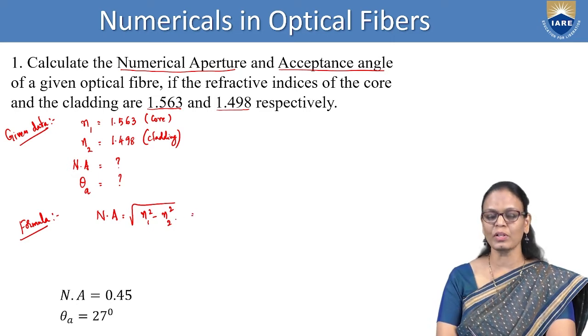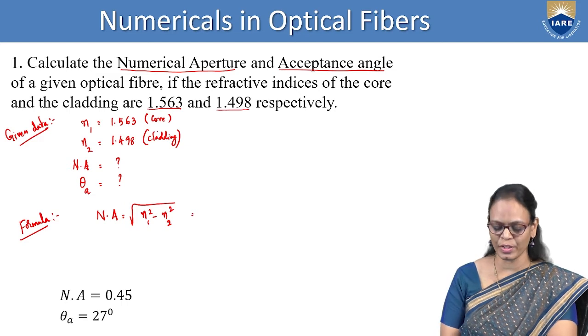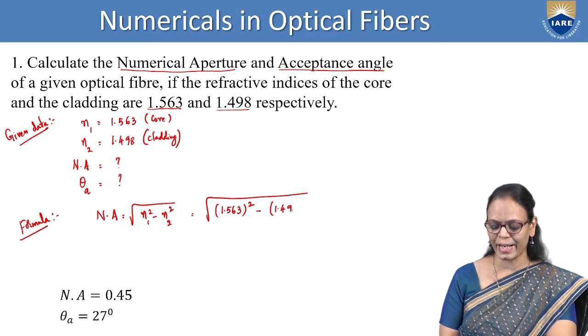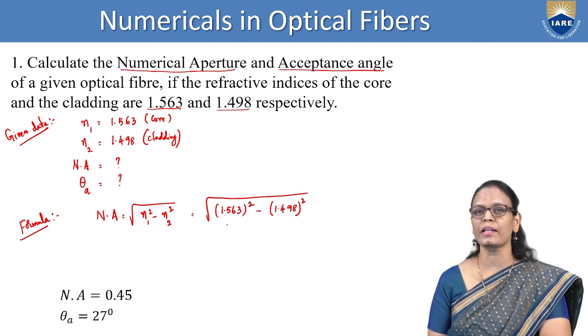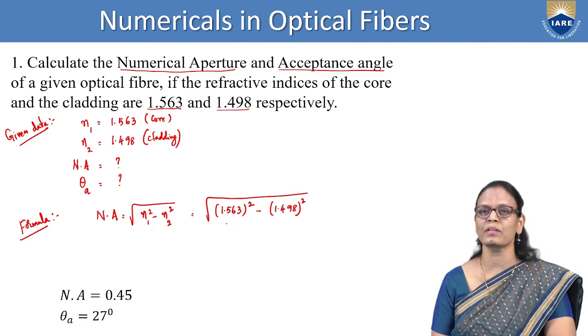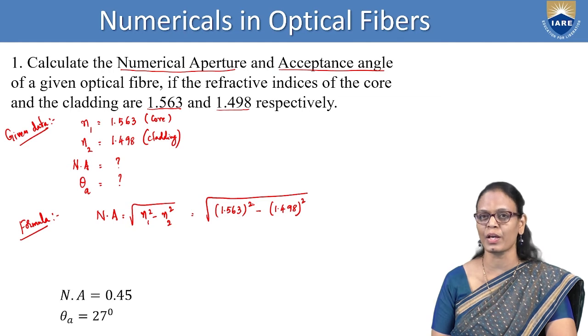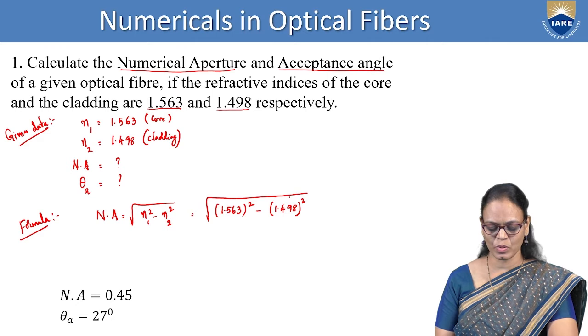So let us substitute the values of N1 and N2 here. Under root 1.563 square minus 1.498 square. So you can do this calculation using your calculator. It's a very simple calculation. 1.563 square minus 1.498 square, and then take the square root. So we get the numerical aperture as 0.45.